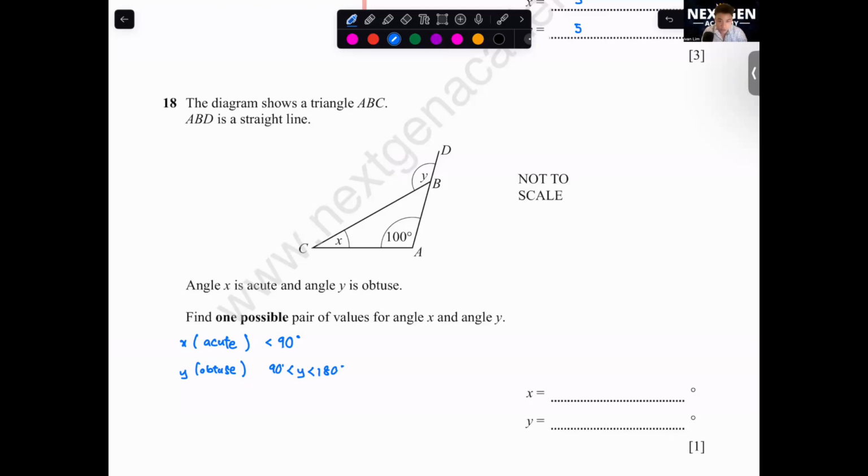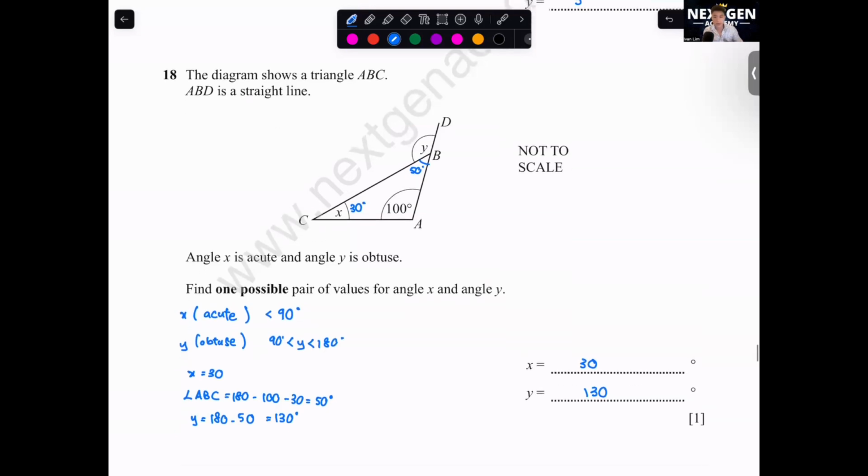Okay, more than 90, less than 180. So you just select any value. You just take one of it first. Let's say we let X be, what value do you want X to be? Okay, let's put an easier value. We put X equals 30. If here is 30, then angle ABC will be 180 minus 100 minus 30, which is 50 degrees. Then the angle Y will be 180 minus 50, which is 130. So you base it on whatever value you want, as long as it fulfills the criteria of acute and obtuse. X equals 30, Y equals 130.